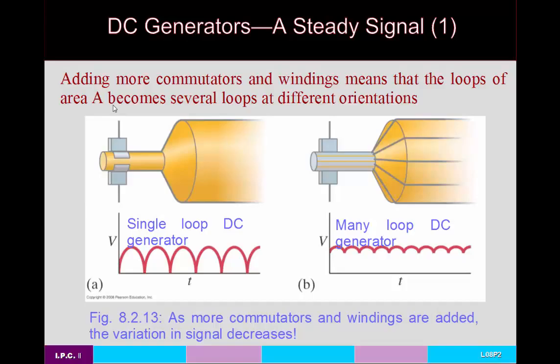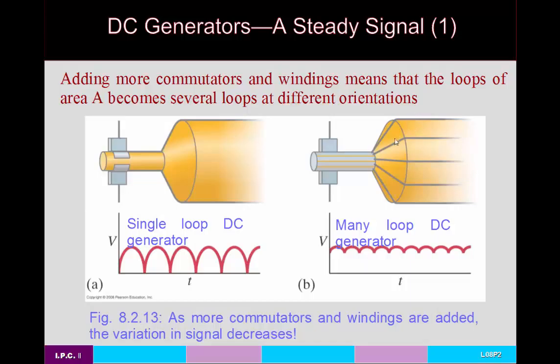that you add more and more commutators and windings, because that means you can add many loops like this. So this is a loop, this is a loop, this is a loop, and each one of these is hooked up to a split ring commutator. While the change in this flux is very large, the change in this flux is small. This one's intermediate, this one's intermediate, this one's small. And as this rotates around, there's always something near here, there's always something near here.